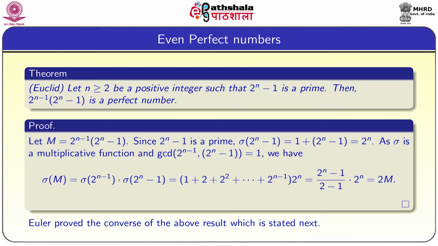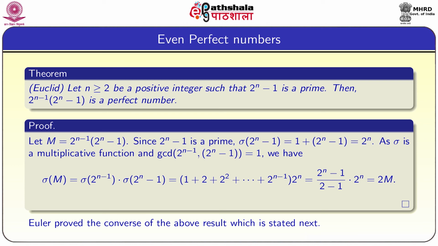Okay, but sigma of 2 power n minus 1 is equal to 1 plus 2 plus 2 square and so on up to 2 power n minus 1, and we showed that sigma of 2 power n minus 1 is 2 power n because 2 power n minus 1 is prime. So, by multiplying these two we are going to get 2 power n minus 1 by 2 minus 1 into 2 power n, that is exactly equal to 2m. So, Euclid gave this proof very long back. Once you have that 2 power n minus 1 is prime, then that is going to give a perfect number. But its converse is also true, but the converse was proved by Euler after a very long time gap.